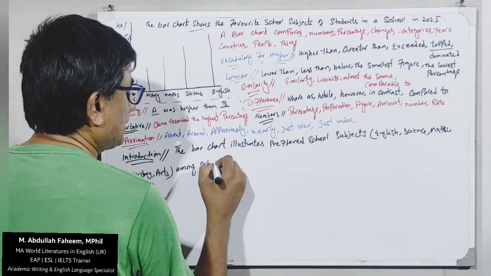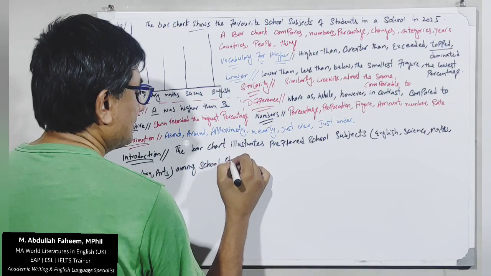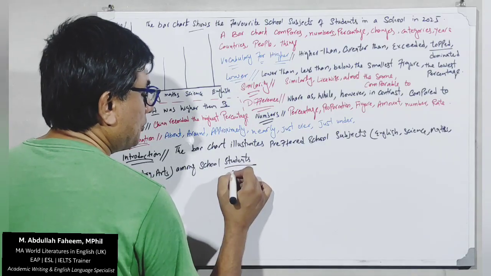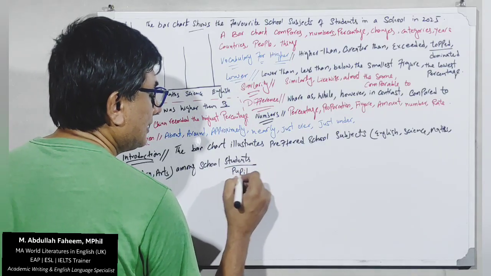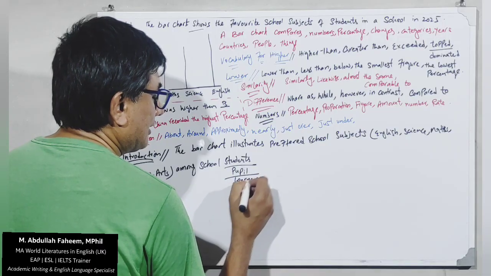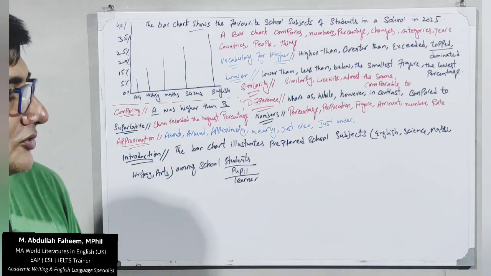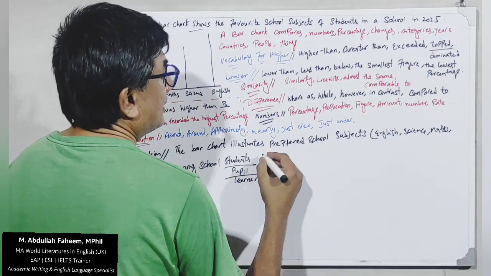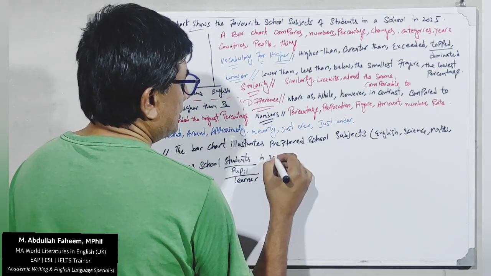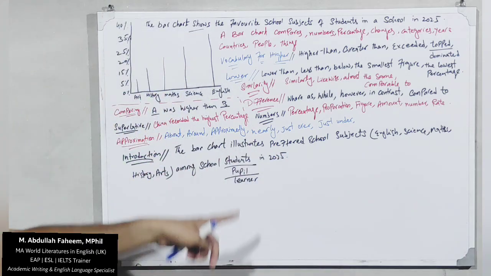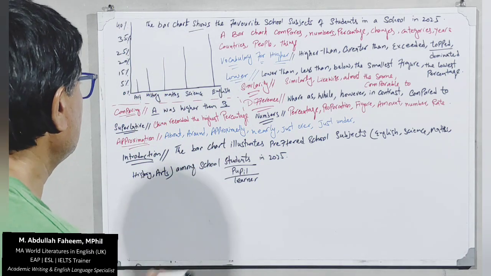among school students. You also can write pupil, P-U-P-I-L, and you also can write learner, L-E-A-R-N-E-R. So these are the alternative words that you can write for school students in 2025. So this is what you have written.